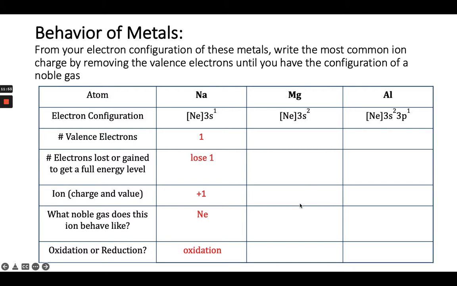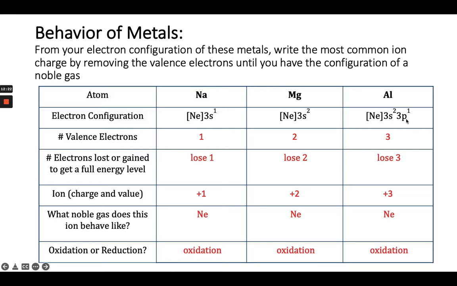Now let's fill in magnesium and aluminum. They have to lose more electrons to look like neon. For example, magnesium has 2 valence electrons, so it has to lose 2. That means once it loses 2 and it looks like neon, yay, it'll have a +2 charge. The ion will behave like that, and it has an oxidation state of +2, and that process is called oxidation.